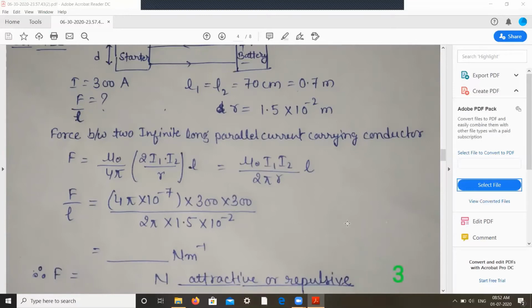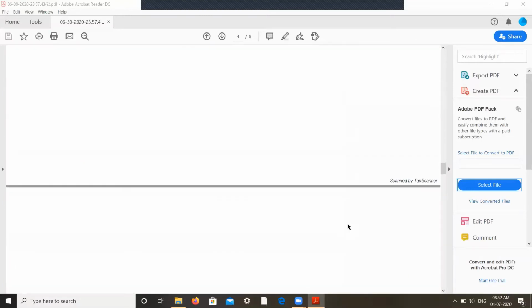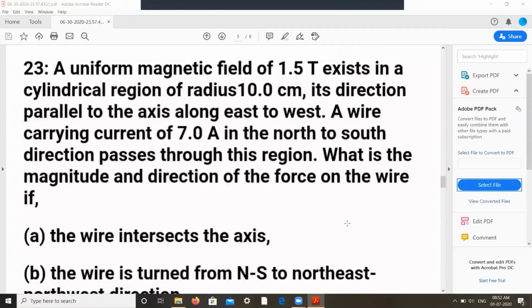Moving to the next slide. It's question number 4.23 from the NCERT. A uniform magnetic field of 1.5 Tesla. Magnetic field is 1.5 Tesla, existed in a cylindrical region. So you have to draw a cylinder and represent the magnetic field. It has a radius of 10.0 centimeter.